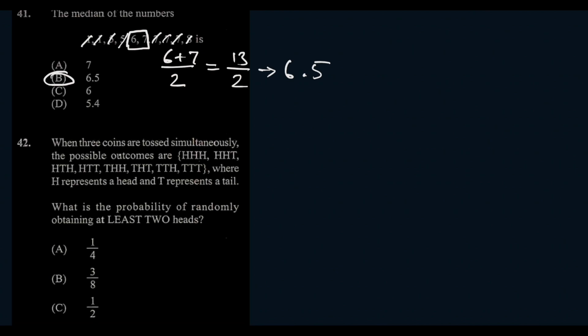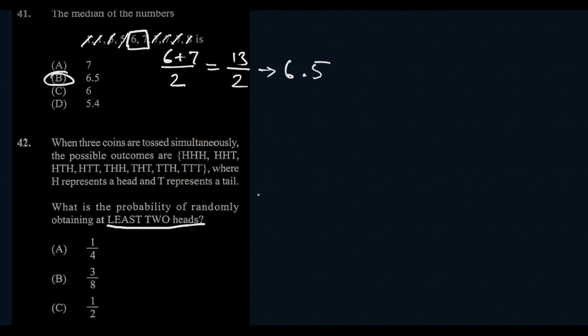So we're looking at these 3 coins which are tossed simultaneously. The possible outcomes are heads, heads, heads, heads, heads, tails, and so forth. The head is represented by H and tail will be represented by T. So we want to know the possibility of obtaining at least 2 heads. So what do we mean by obtaining at least 2? So think of it like this. If I told you to give someone at least $10, what would you think of?